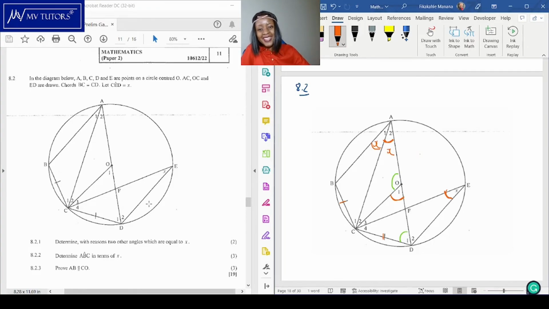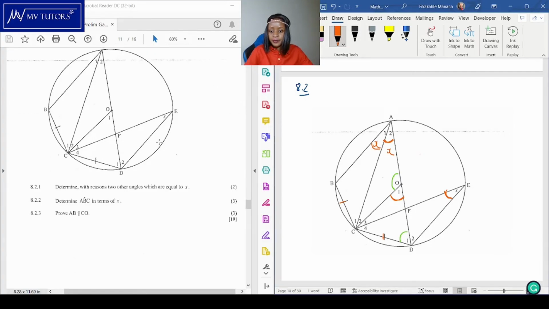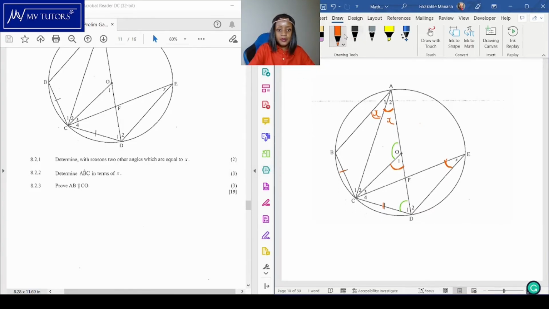Now let's continue reading. AC, OC, and ED are drawn. So AC, okay, it's this long one. OC, and ED are drawn. All right. Chords BC is equal to CD. Okay, and then CED is equal to X. All right, cool. Now, 8.2.1, determine with reasons two other angles which are equal to X.